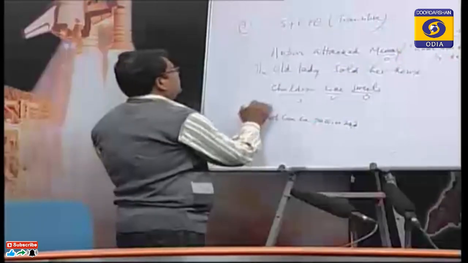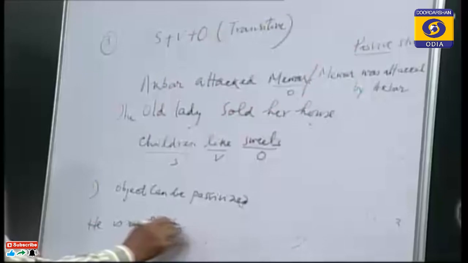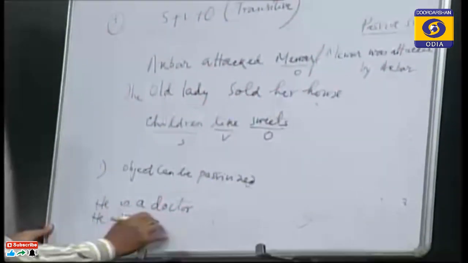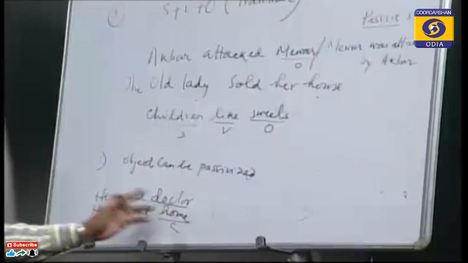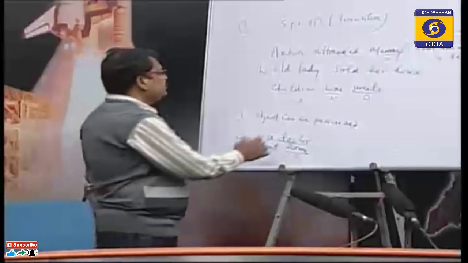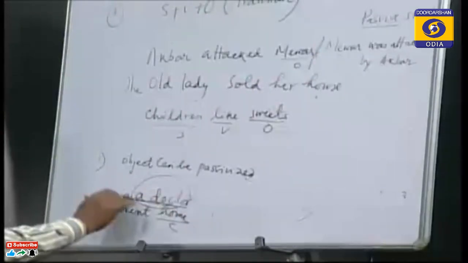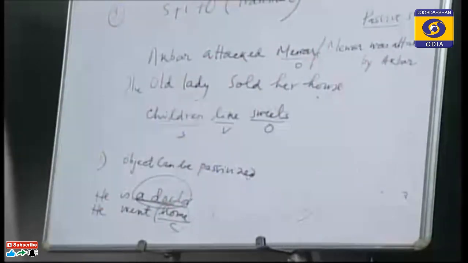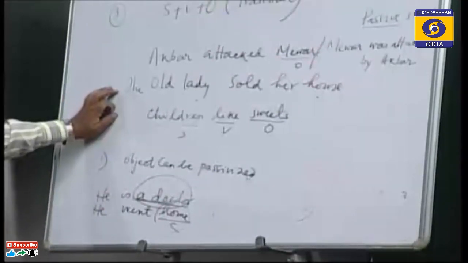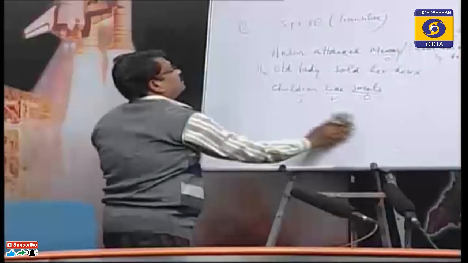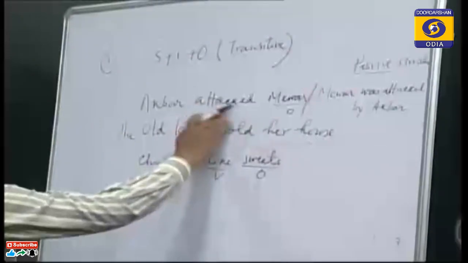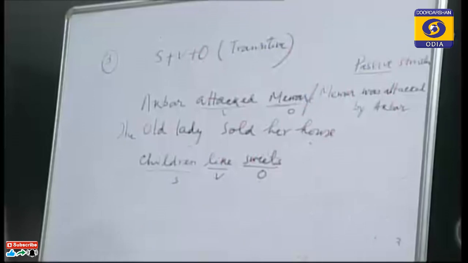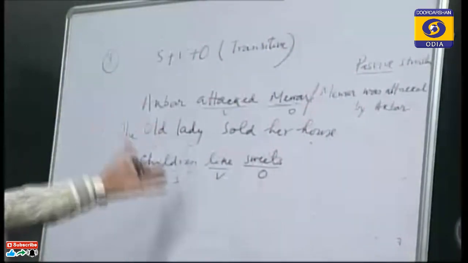Suppose: he is a doctor, or he went home. So these are complements. A doctor and home are complements, and they cannot be passivized. You cannot make a passive structure by using a doctor and home. So this is the clue to know which one is an object and which one is a complement, is not it? So here we have subject, verb and object. In this structure, after the verb, an object comes and makes the structure a transitive structure.